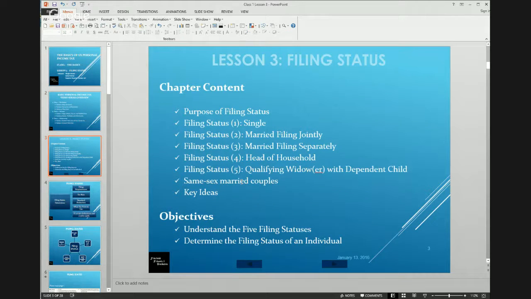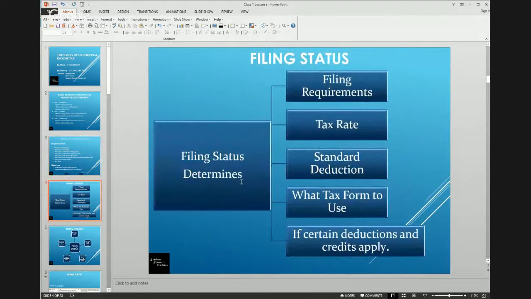We're going to be covering the 5 filing statuses: single, married filing jointly, married filing separately, head of household, qualifying widower with dependent child. We're also going to talk about same-sex married couples. The first thing is that filing status is very important.